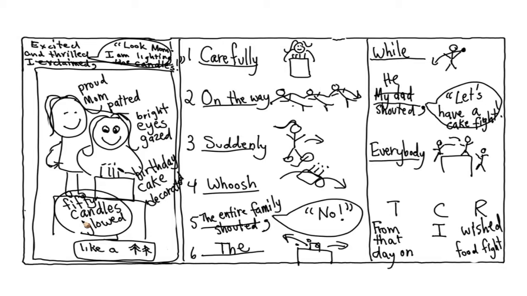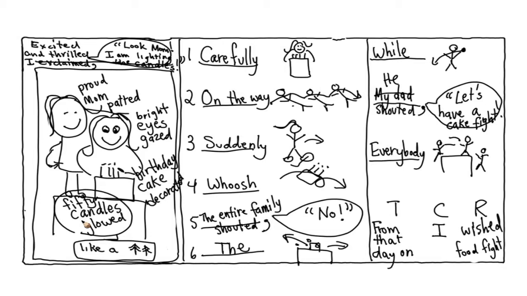Excited and thrilled, I exclaimed, "Look, Mom, I'm lighting Dad's candles on his cake all by myself." My proud mother patted me on my back as my bright eyes gazed at my dad's cake. 50 candles glowed on top of it, making it look like a forest fire was lit in our kitchen. Carefully, I picked up the cake and waltzed out to the dining room table in order to present it to my dad. On the way, I had to tiptoe over my cousins.